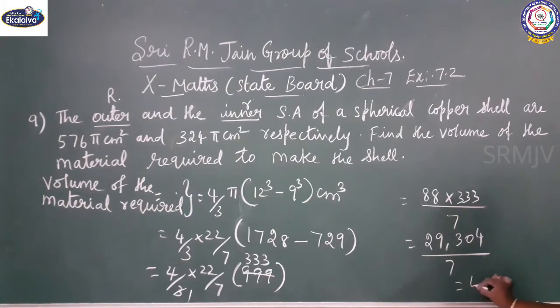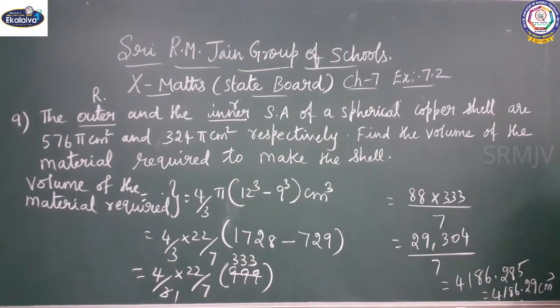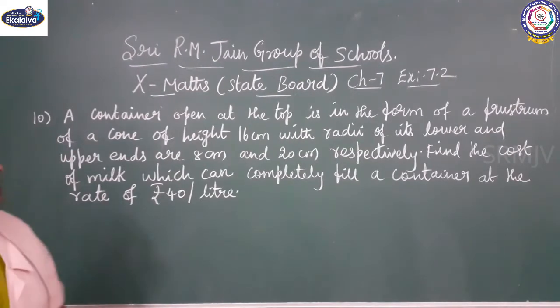7 4s are 28, balance 1, 7 1s are 7, balance 8, and so on. Approximately the value is 4186.29 centimeter cube. Volume of the material required equal to 4186.29 centimeter cube.